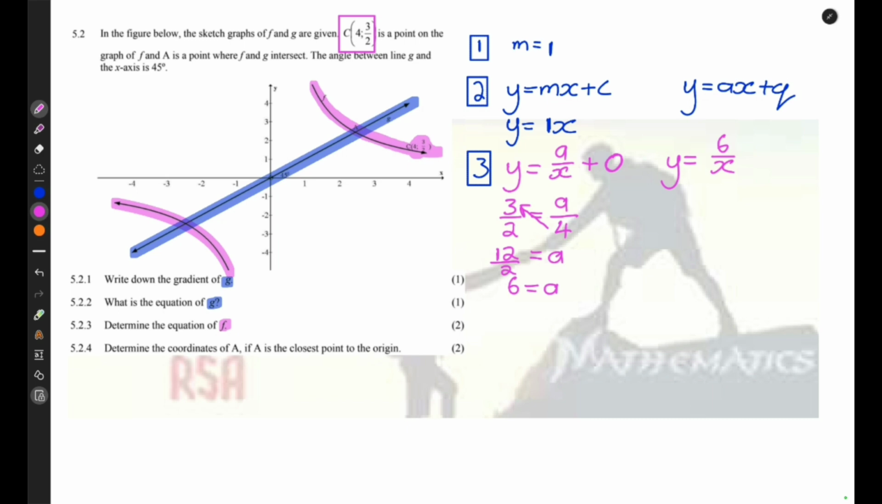Question 4. Determine the coordinates of A if A is the closest point to the origin.